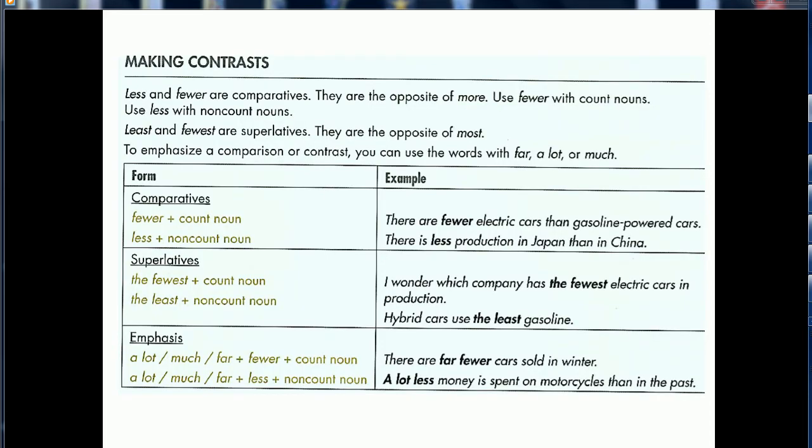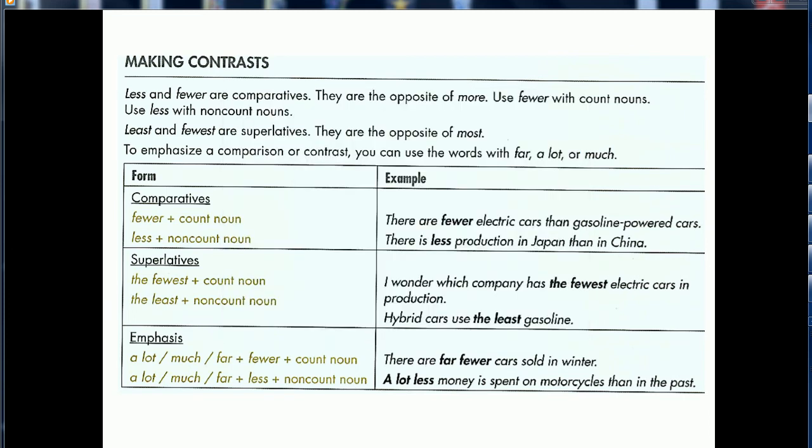Making contrasts. As you know, guys, less and fewer are comparatives, and these two words are the opposite word for the word more. Fewer is used with count nouns, and less is used with non-count nouns. Now, the same happens in the superlative form. Then you say least and fewest are superlatives, and they are the opposite of the most. But then to emphasize a comparison or contrast, you can use the words far, a lot, or much.